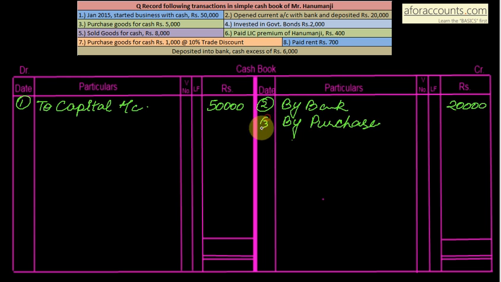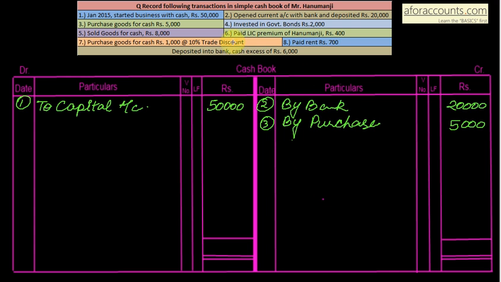Point number 3, 5,000. A very simple way to understand: whatever is increasing your cash balance, get it to the debit side, and whatever is decreasing your cash balance, may it be purchase, may it be payment of anything, A, X, Y, Z, anything you pay, just put it in the credit side.